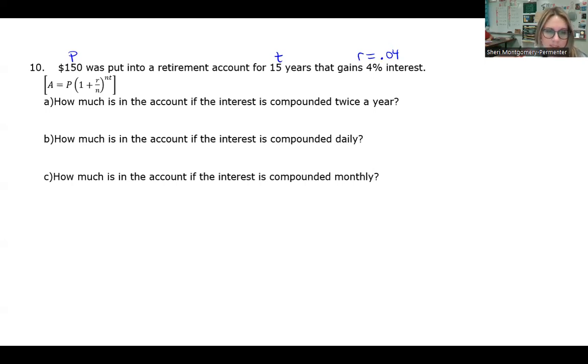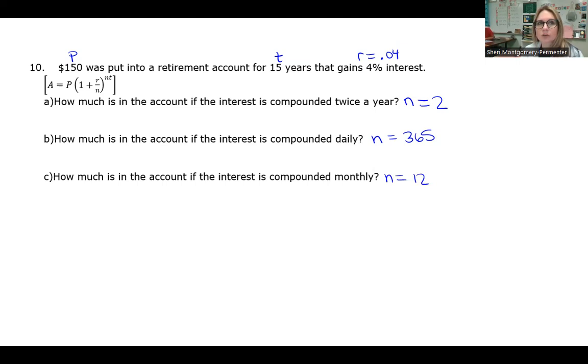So there's 3 parts to this question. It's not a multiple choice question. The first part says, how much is in the account if the interest is compounded twice a year? So twice a year means how many times? And this is n, so 2 times. For part B, how much is in the account if the interest is compounded daily? How many days are in a year? Very good, 365. How much is in the account if it's compounded monthly? 12. All right, so we are going to plug these numbers into the equation.